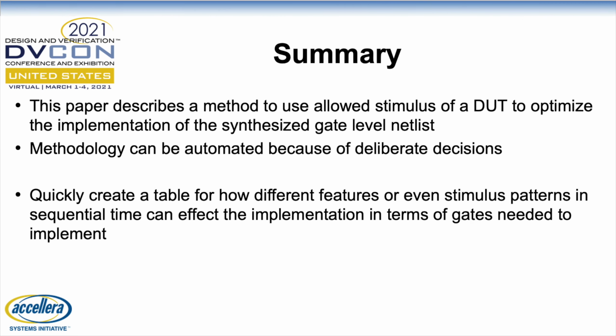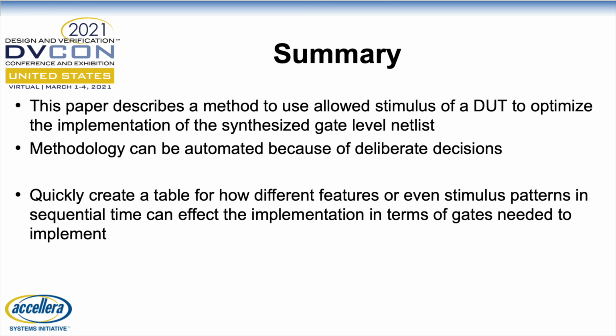Throughout this paper and presentation, we've gone through a method that looks at how you could take the allowable stimulus of a design to optimize the gate level implementation that was derived from it, to reduce logic to save power, area, performance, and better match what the end user needed of that logic. There's a lot of concern taken to make sure that this methodology is automatable, has very low human effort required to do it. And those decisions just made the process, I think, a lot better.